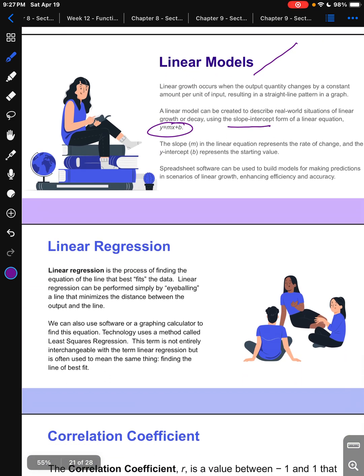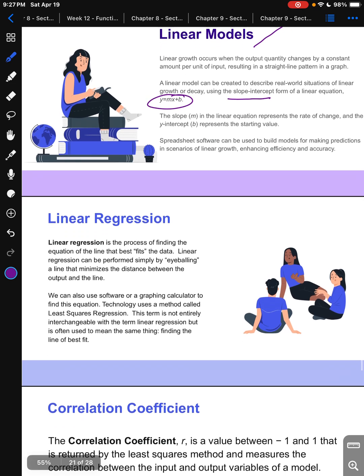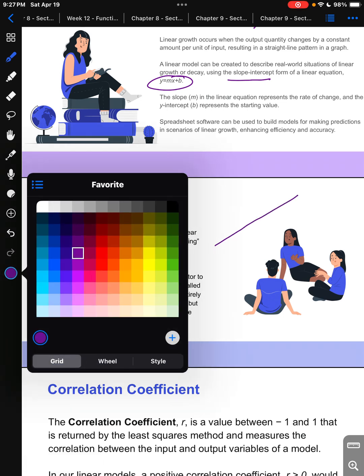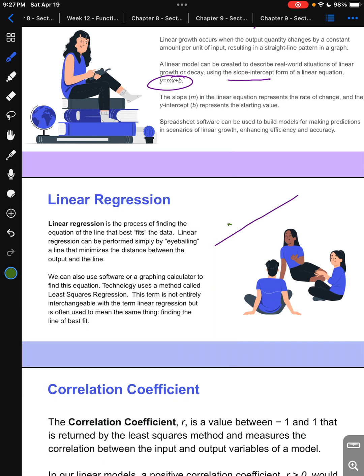Linear regression is the process of finding equations of the line of best fit. Linear regression can be performed simply by eyeballing a line that minimizes the distance between the output and the line. So again, if we have a graph and I have a bunch of ordered pairs on it, close to it, so here's my ordered pairs, I would say that this is a pretty good fit because these points are pretty close to that line. We can see that the overall trend is in that direction.